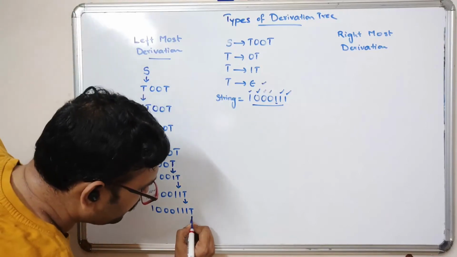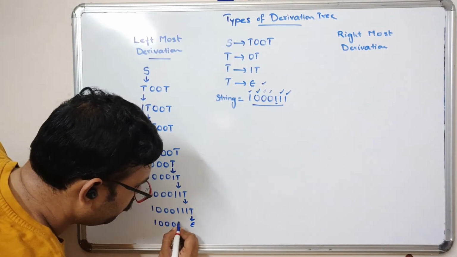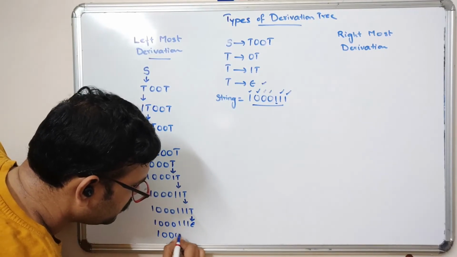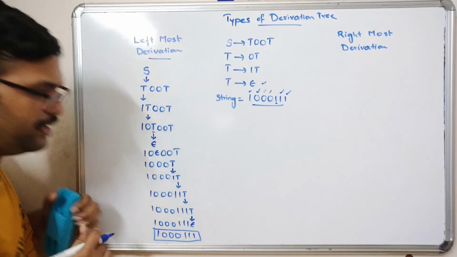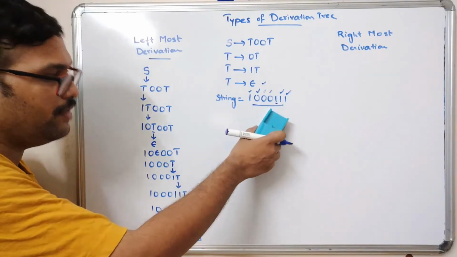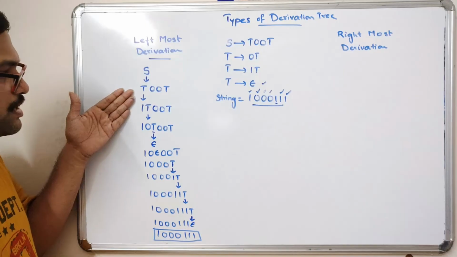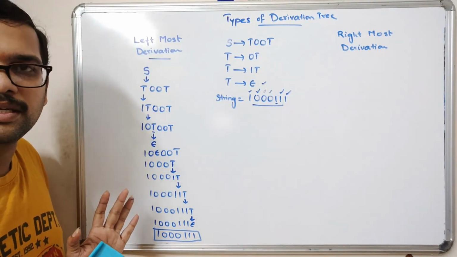Now simply replace this T with the epsilon, so that 1 0 0 0 1 1 1 epsilon. So finally we will get the result 1 0 0 0 1 1 1. So this is the required string. We are deriving this particular string by applying the leftmost derivation, so we are just substituting the non-terminals which are on the leftmost in the string.